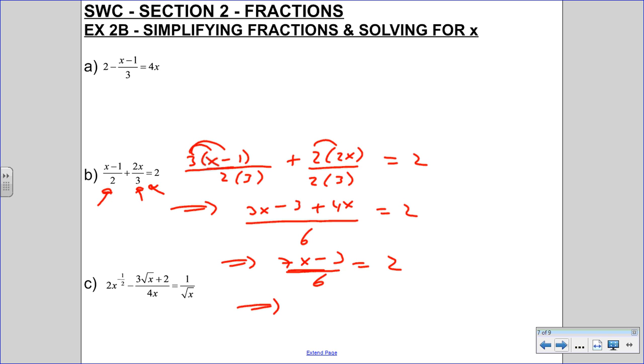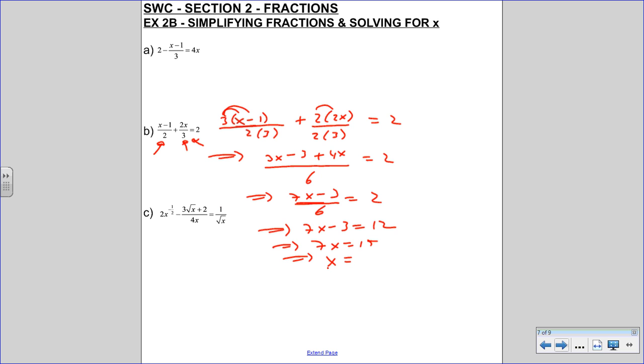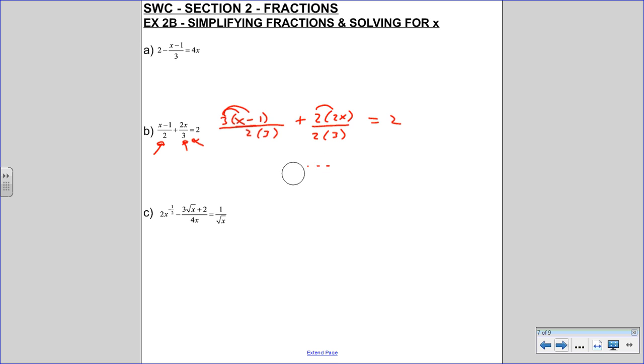And in order to get rid of that 6 on the bottom, we could times both sides by 6. So if I times the left by 6, I need to times the right by 6. And 2 times 6 is 12. So 7x is 15, and therefore divide by 7 to get x is 15/7. Okay, so again, if I'm going quite quick and it's too fast, just rewind and go for it again.